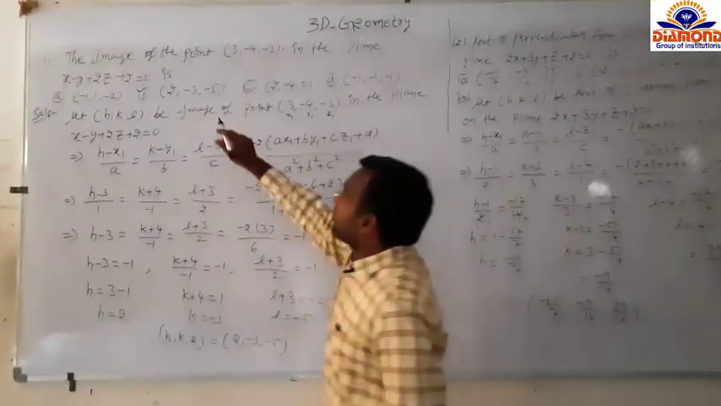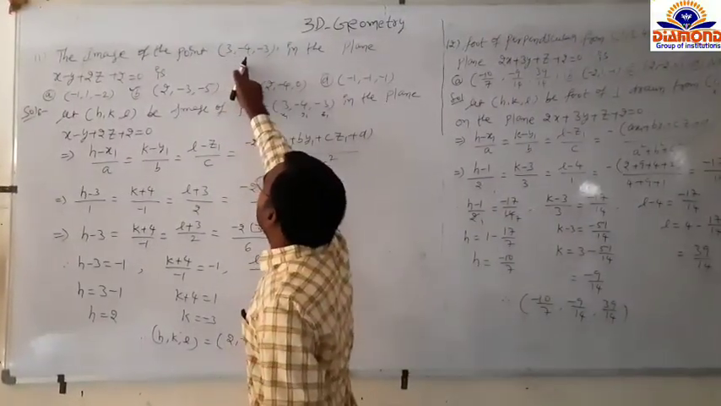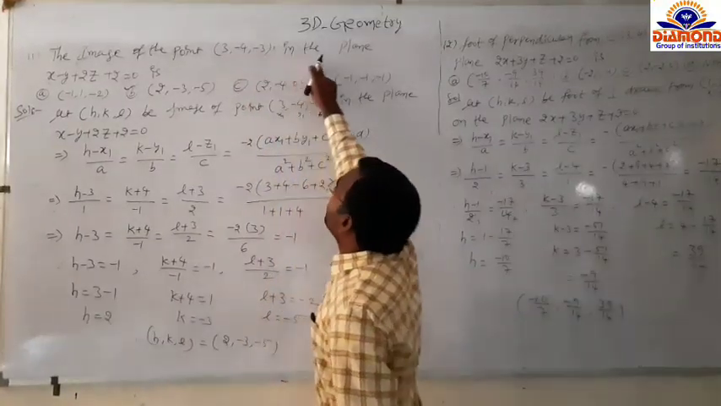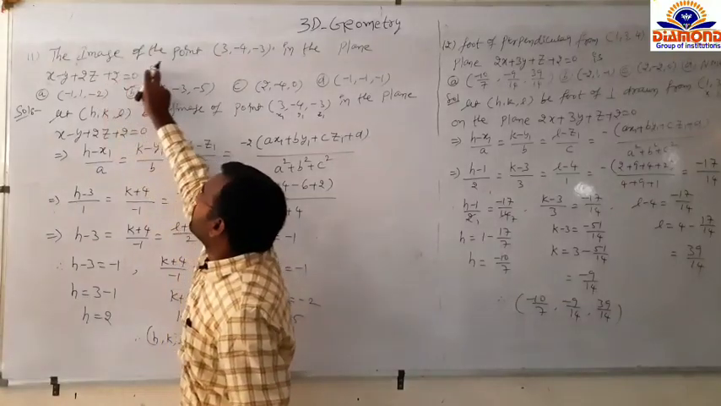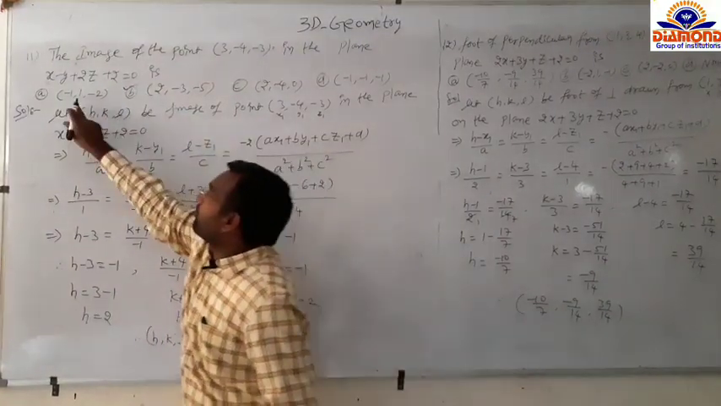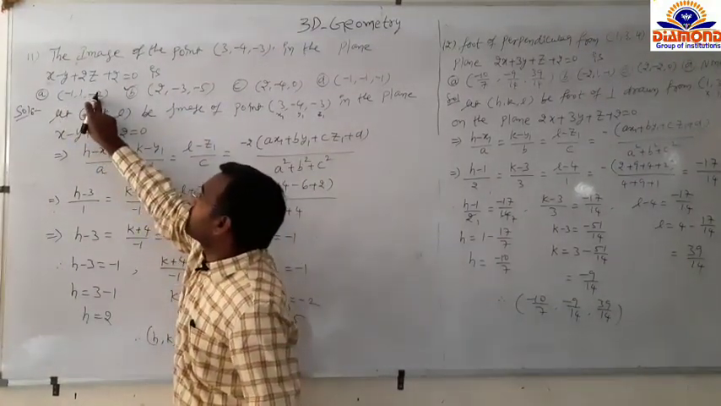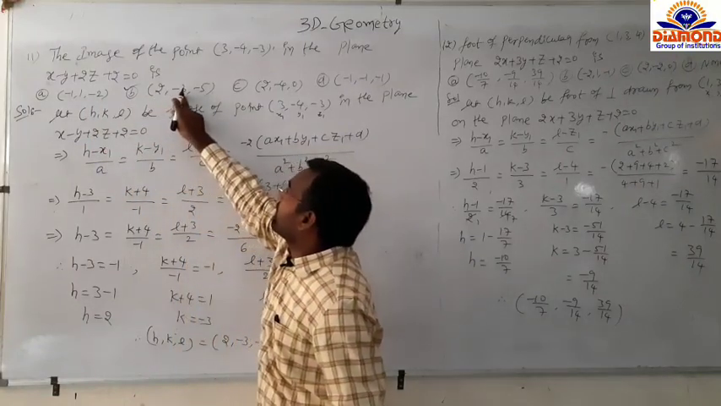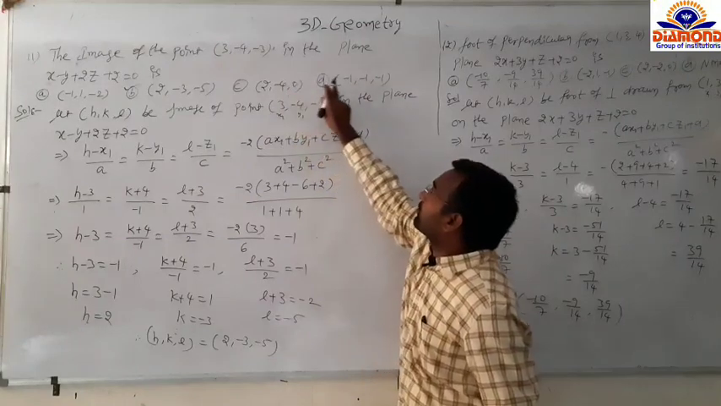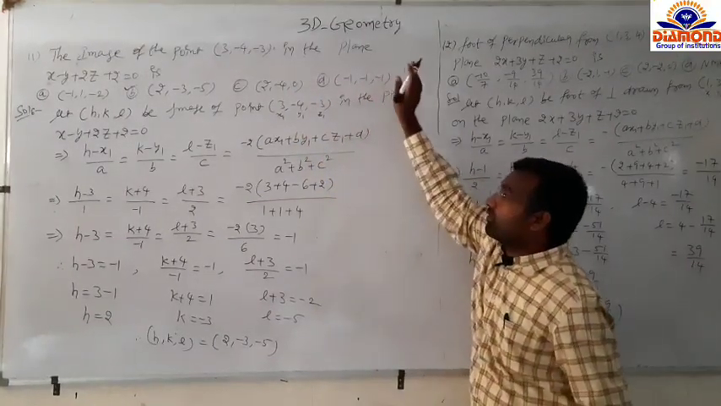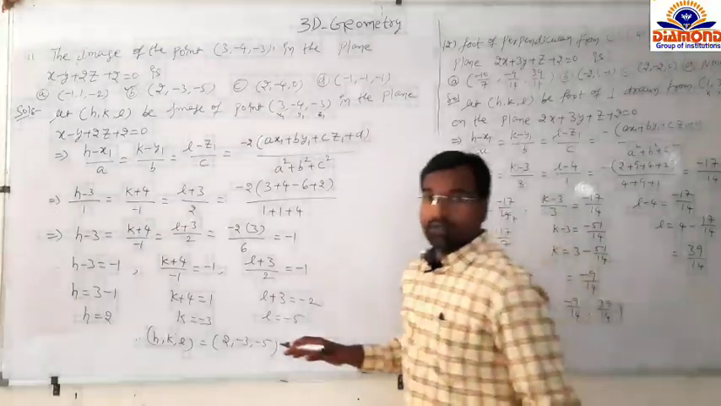Next, the image of the point 3 comma minus 4 comma minus 3 in the plane x minus y plus 2z plus 2 equal to 0 is: Option A, minus 1 comma 1 comma minus 2. Option B, 2 comma minus 3 comma minus 5. Option C, 2 comma minus 4 comma 0. Option D, minus 1 comma minus 1 comma minus 1. Already you know the formula for the image.